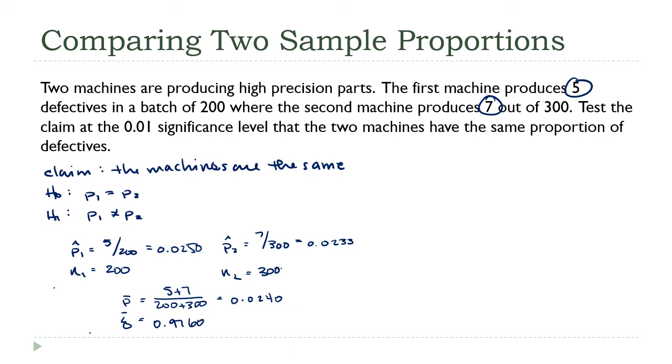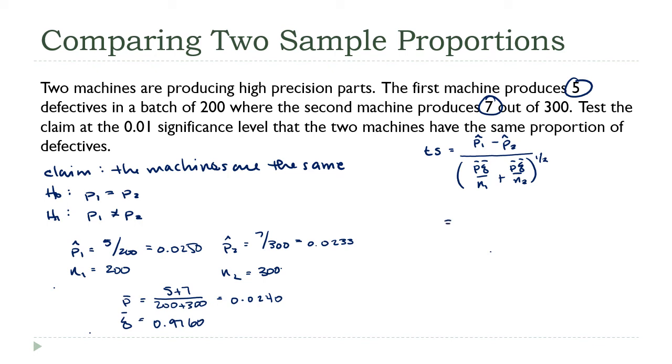So now we can calculate the test statistic. Remember, that's our kind of messy formula here. It's P1 hat minus P2 hat divided by the square root of P bar Q bar over N1 plus P bar Q bar over N2. I'm just going to do a 1/2 power, right? That's the same as a square root. It's a little easier to write.